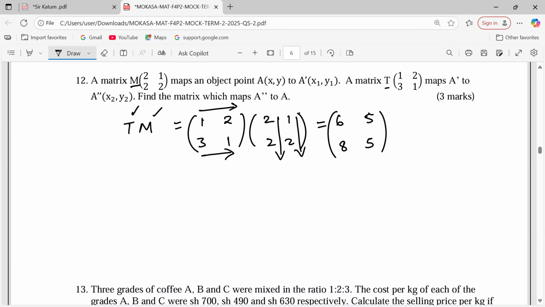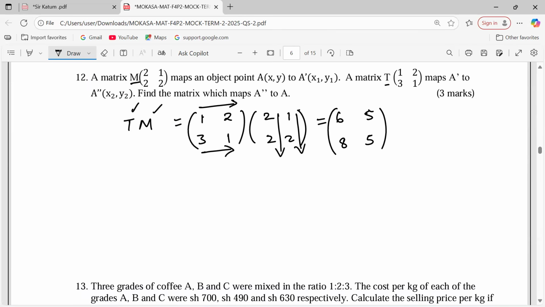So with this, ladies and gentlemen, we can talk about now a matrix that would reverse this one.